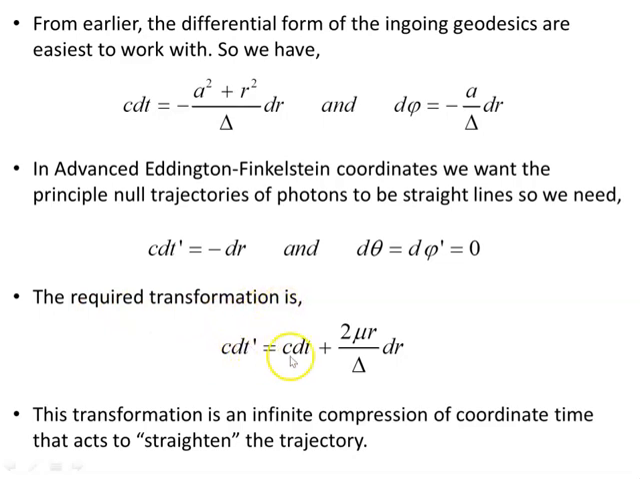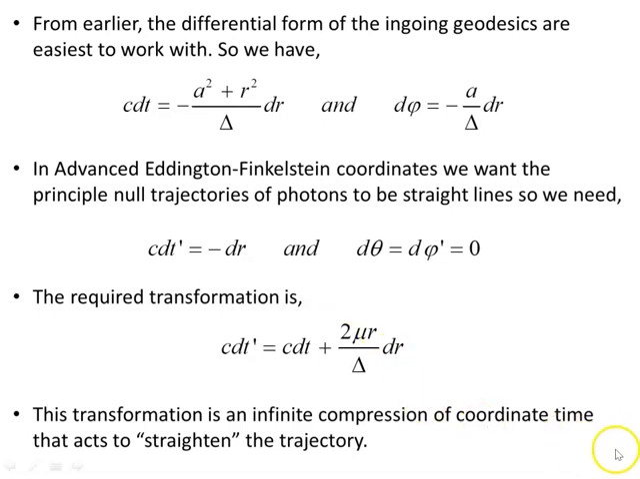c dt dash is c dt, that's this object here, plus this bit added on. And the effect of adding on that bit there acts to, so to speak, straighten the trajectory. I'll show you what I mean by that in a moment on the next slide, but it acts to straighten out the trajectory. And then we will end up with this object here just becoming equal to minus dr. So in a sense, it has this effect of straightening the trajectory up.